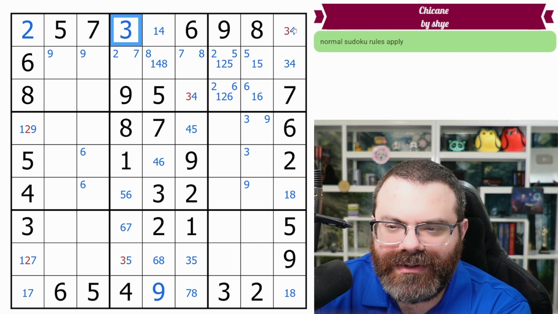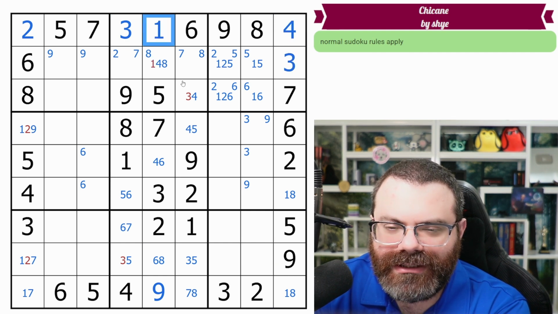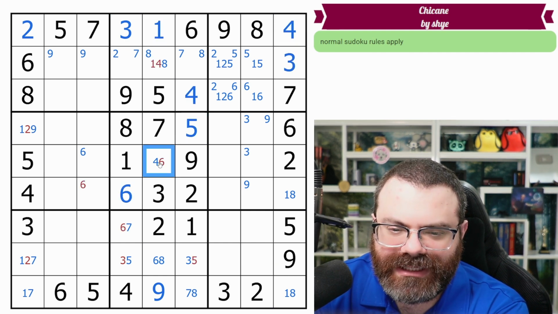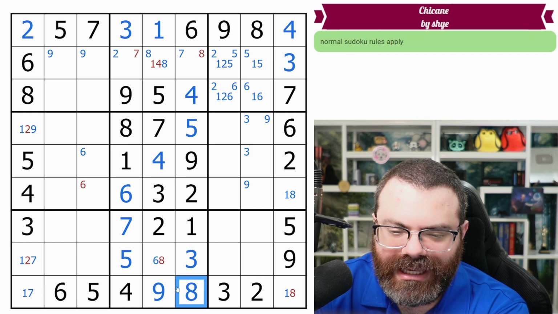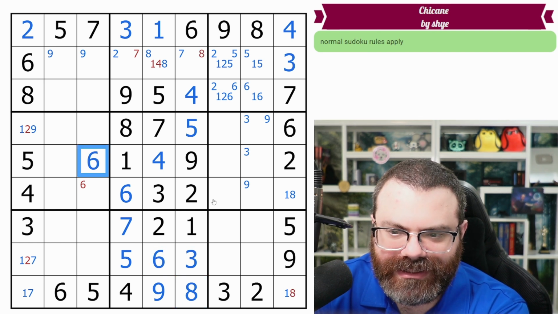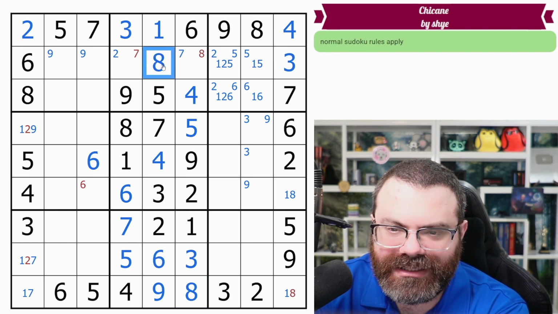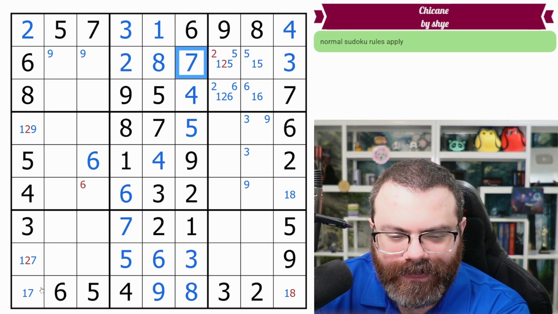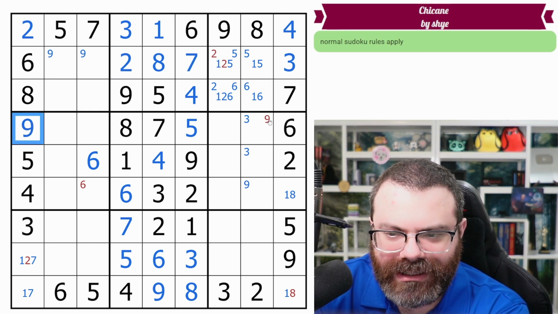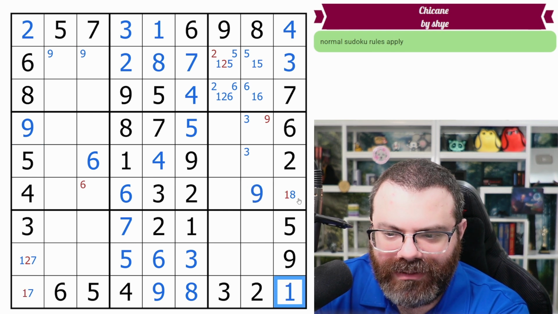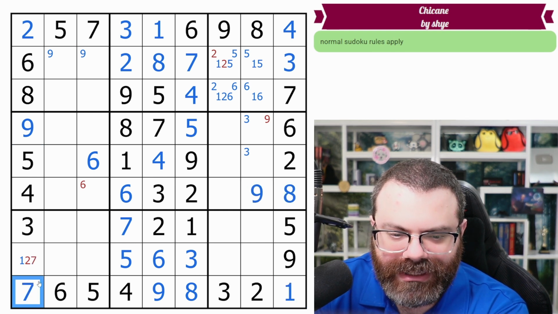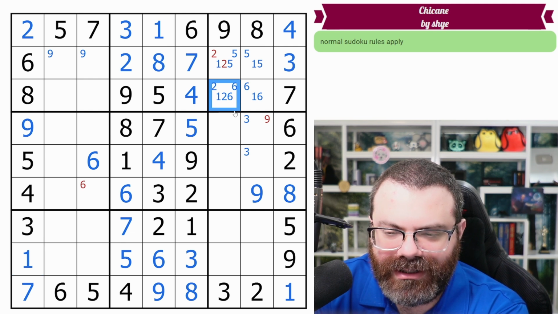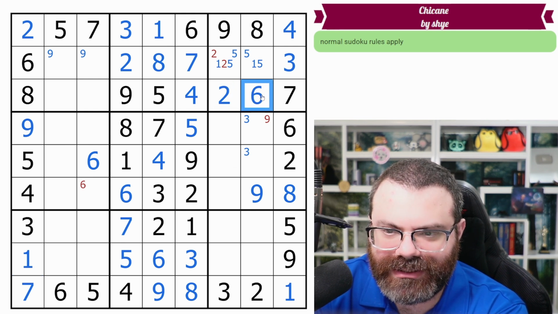So we get our 3, we get our 4, our 3, 1, 4, 5, 6, 4, 5, 7, 3, 8, 6. That's not a 6. The 8 is placed here. So is the 2 and the 7. 1, 7 pair. This is a 9. That's a 9. We get our 1 and our 8. We get 7 and 1. Okay, what else is going on here? We get our 2, which gets our 6. We get a 1, 5 pair.